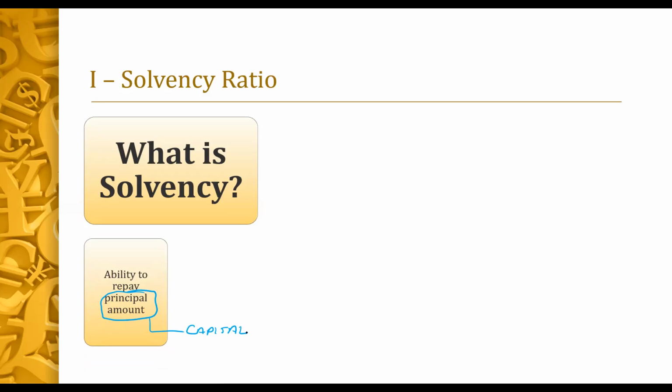Apart from that, what is that? Principal amount and what? Interest. Exactly. Will the company be able to pay the interest when due? So to measure these two things, we are using solvency ratio. Basically long term. So solvency refers to the company's ability to repay its principal amount and interest when it is due.